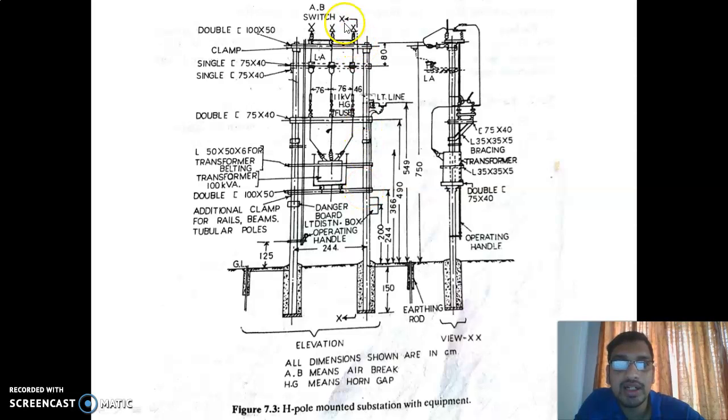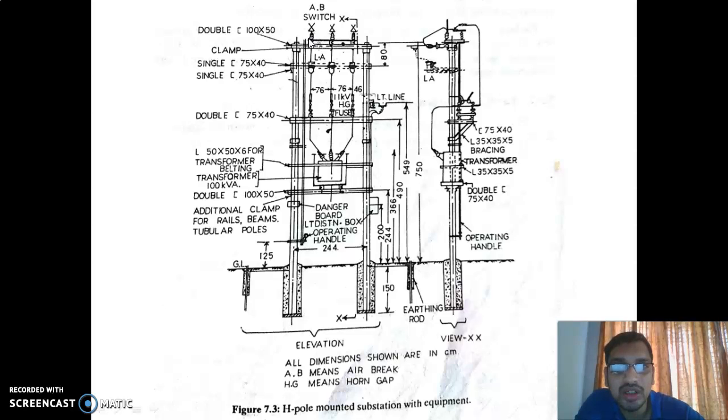Here also, the first element is the incoming supply coming from the electricity board on an overhead line, and it connects to the air break switch. This is the air break switch. The function of the air break switch is to make or break the circuit, so we can open or close the circuit as we desire.